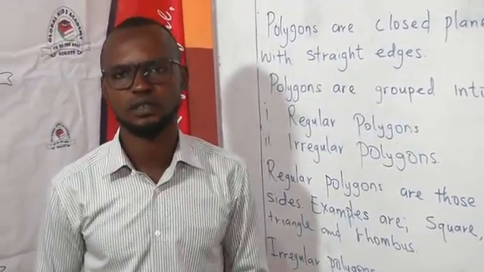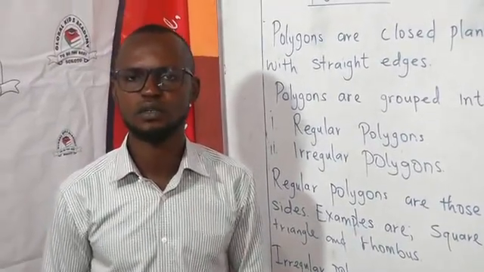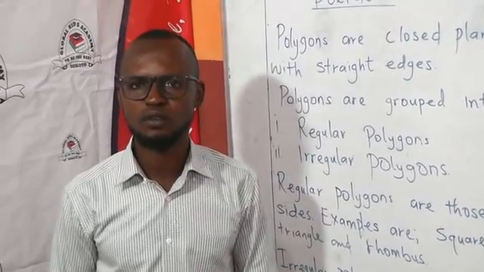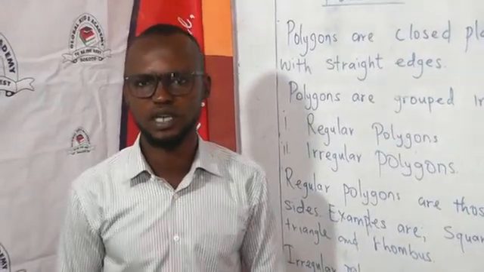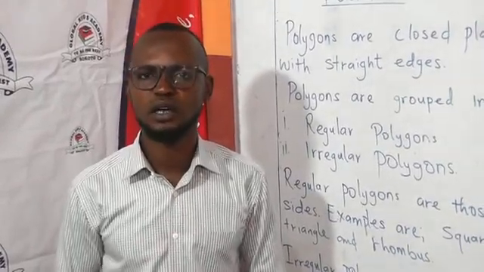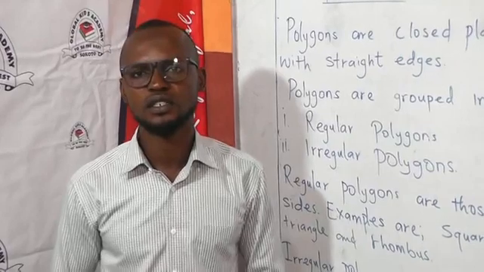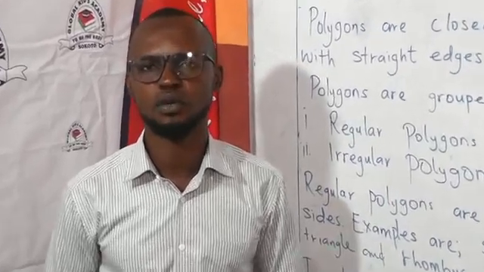I will take it again. You know the definition of a polygon, the types of polygon, number of names of polygon based on their number of sides, then number of triangles in a polygon, then interior and exterior angle of a polygon.